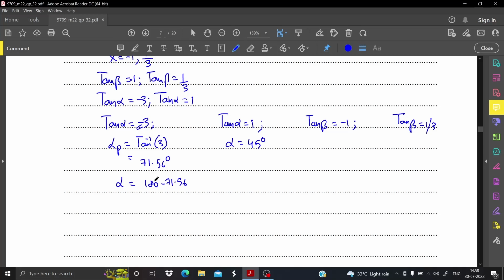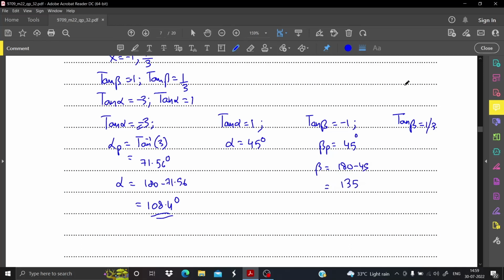So 180 minus the answer will give you 108.4 degrees. Angles are always rounded to 1 decimal place, we know that. Similarly here, the principal value of beta is 45 degrees. Tan inverse of 1 is 45 degrees. Tan is negative in the second quadrant. So 180 minus 45, which is 135.